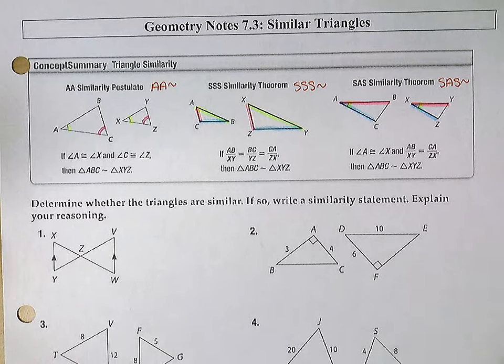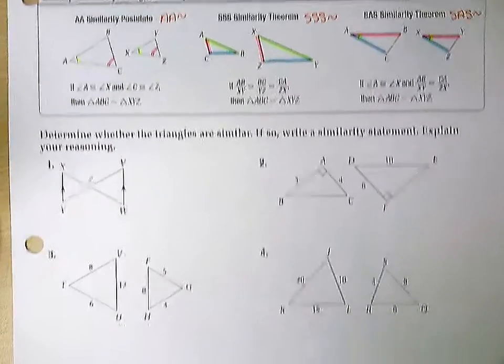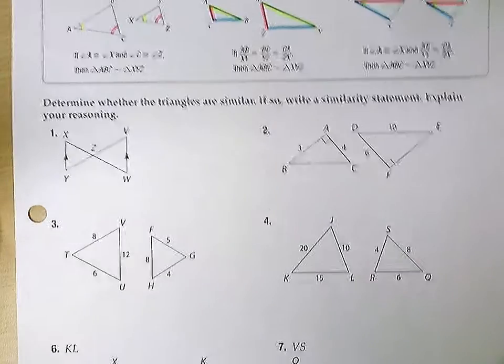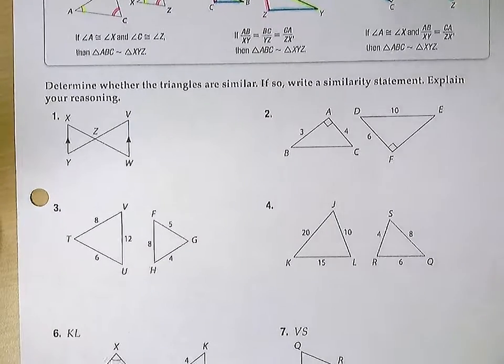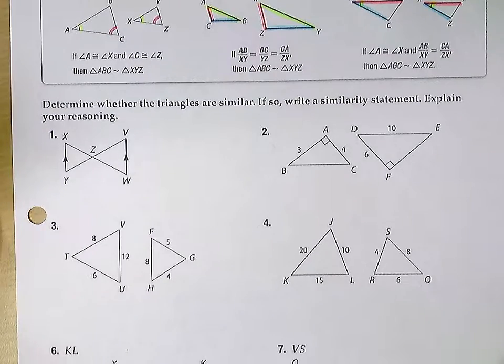Okay, so we are going to use these to state if our triangles below there are similar. So in problems 1 through 4, we're going to determine whether the triangles are similar. If so, we'll write the similarity statement. Again, that's this triangle similar to that triangle. And then we're going to just kind of explain our reasoning as we go here.